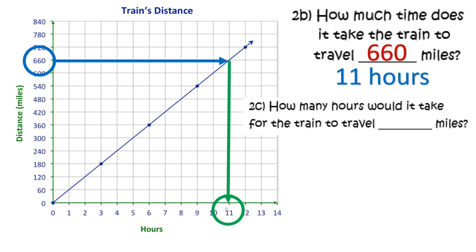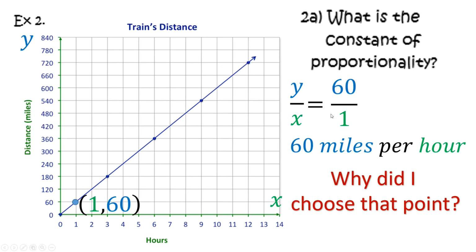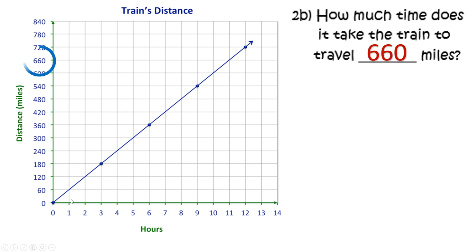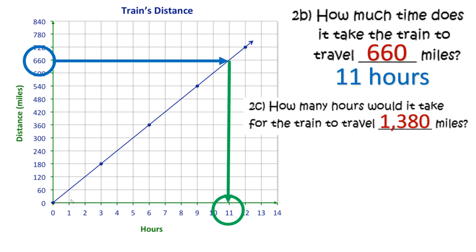2C, how many hours would it take for the train to travel 1,380 miles? Well, this number is not on the y-axis. This is off the graph. So we have to use some information. So back on 2A, we figured out that each of these is 60 miles per hour. So after 1 hour, the train has traveled 60 miles. So if we want to figure out how long it's going to take to go 1,380 miles, we have to use our 60 miles per hour information.